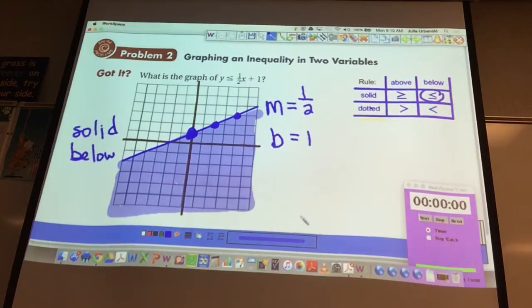Okay, so you have two choices. You either have to make it solid or dotted, and your other choice is that you have to make it shaded above or below.